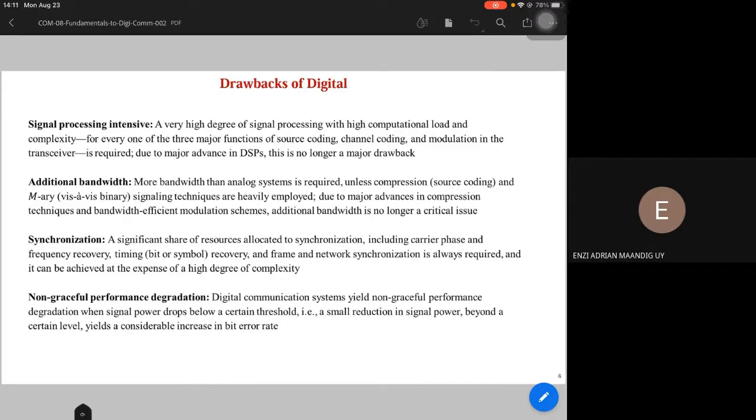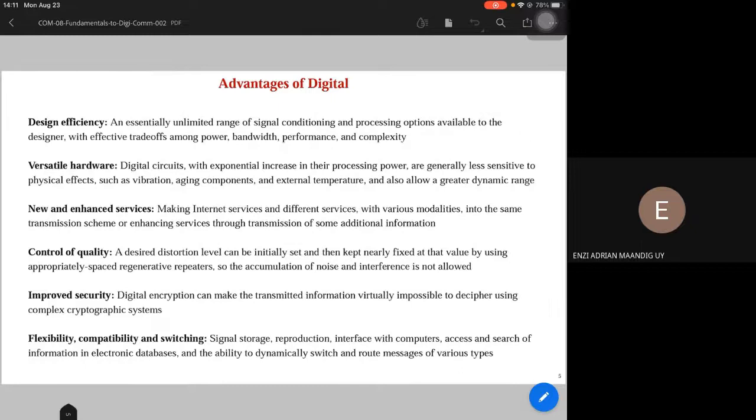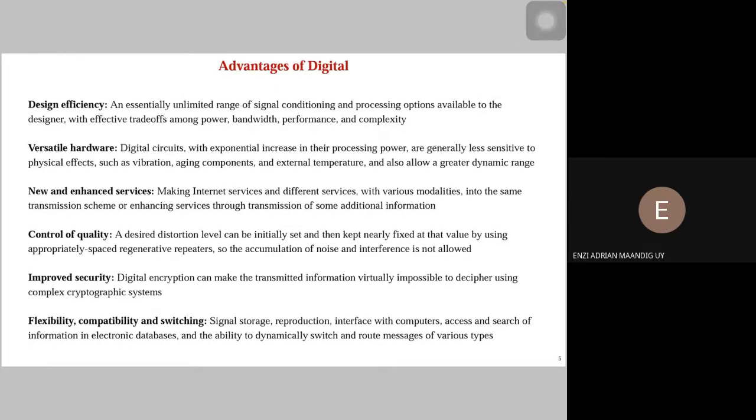The advantages of digital, sir? I didn't understand the flexibility, compatibility, switching, sir. In what terms of reproduction, sir? Like, the signal is easy to disrupt, or the storage is easy to disrupt? Sometimes it's good.